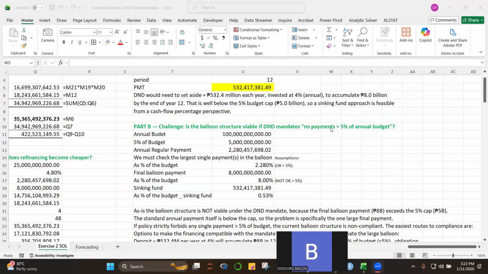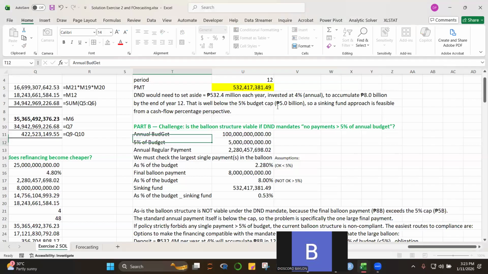Okay, and then there's this just additional question. What if, scenario lang to, no, na may policy na, kunyari, I don't know, siguro COA, na hindi pwedeng more than 5% ng annual budget yung babayaran. So let's say annual budget is 100 billion. Okay, 5% of that is 5 billion. Ibig sabihin nun, hindi tayo pwedeng magbayad at any time ng more than 5 billion.